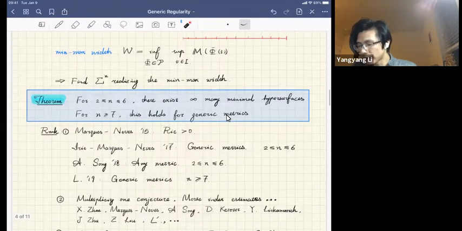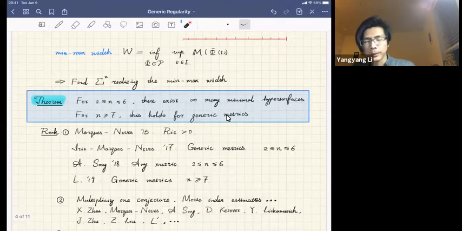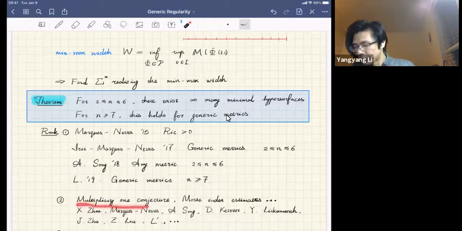And there are also some other developments in the Almgren-Pitts min-max theory. There is a multiplicity one conjecture proposed by Marques and Neves, and also some Morse index estimates, and so on. There are some contributors in these directions. Please forgive me if this is not a complete list.